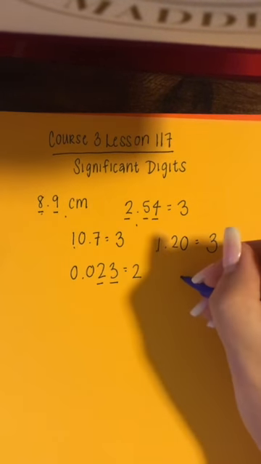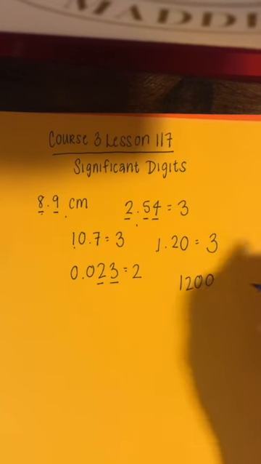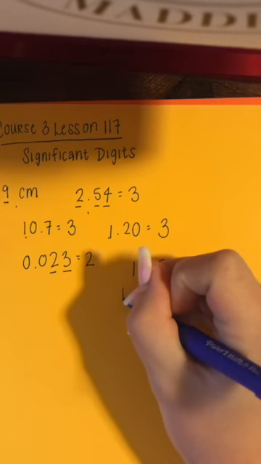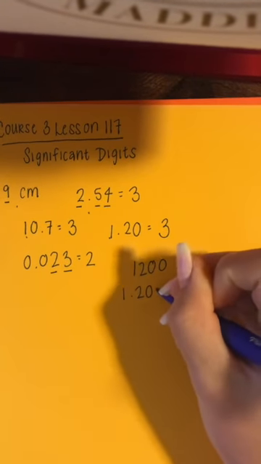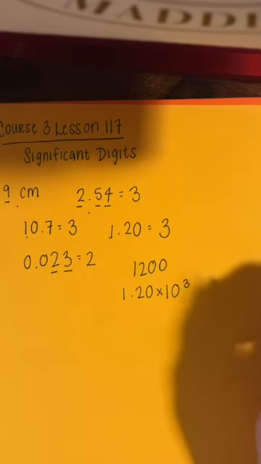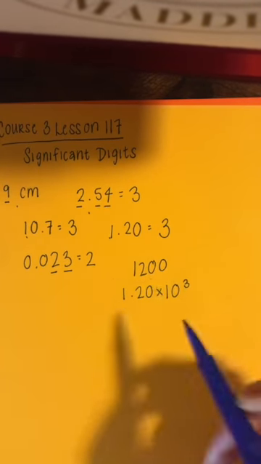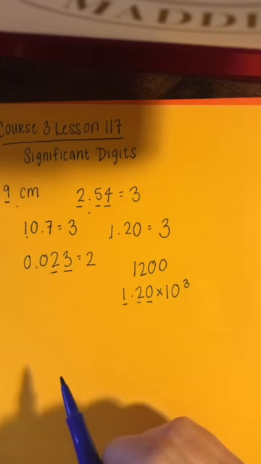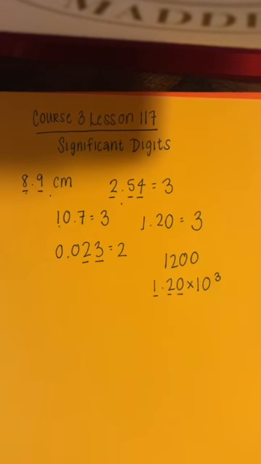So the number 1200 we had, if we write it in scientific notation, you have 1.20 times 10 to the third. This has 3 significant digits. 1, 2, 3.